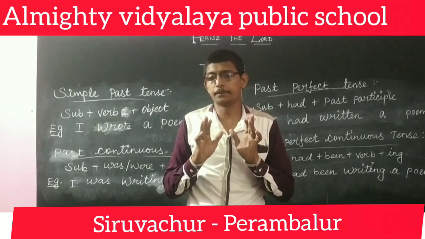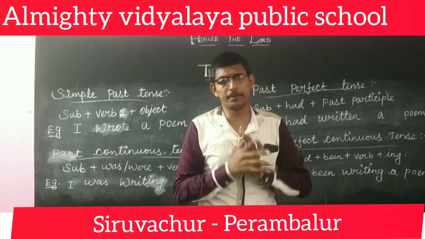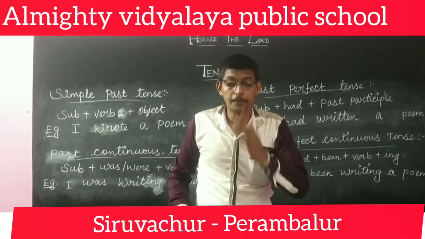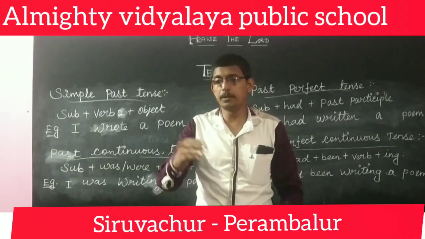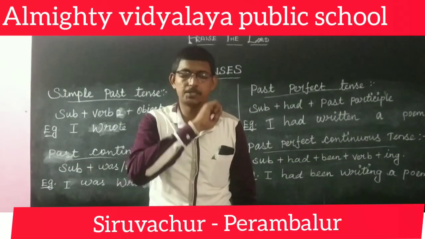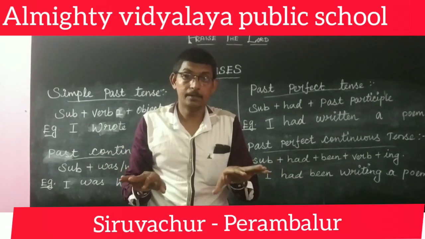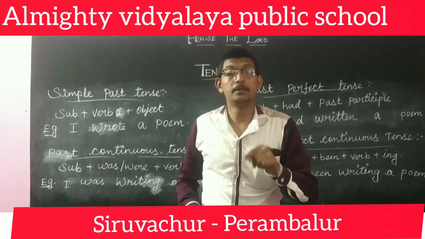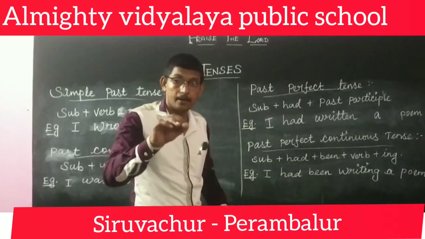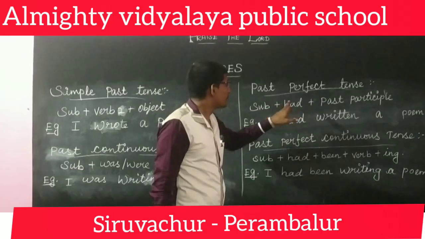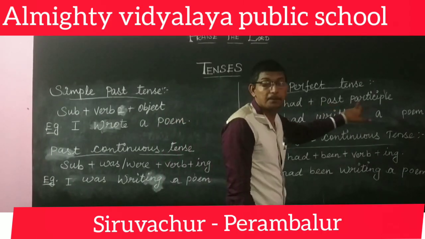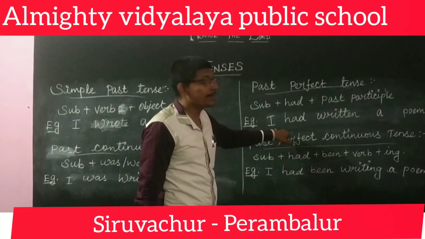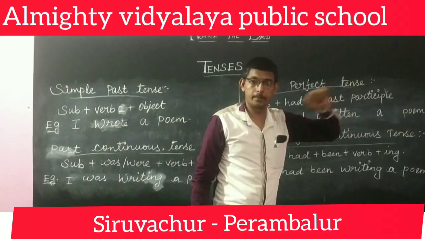For example, if anybody beats you or slaps you, the action is finished, but you still have the pain. If anybody slaps you or offends you, if anything happened, the action already finished, but now you have the pain till now. That is the perfect form. The formula is subject had then past participle, that is verb 3. For example, I had written a poem.